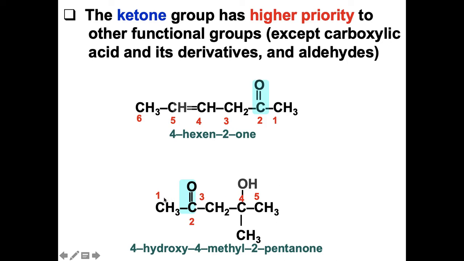Next one. The longest chain containing the ketone is 5, so 2-pentanone. 2 because this carbonyl is at carbon number 2. And then at carbon number 4, you have both hydroxyl and methyl. So it's 4-hydroxy, 4-methyl. Don't forget to remove the L. The functional group for alcohol is hydroxyl, but when it becomes a substituent, you only write hydroxy with no L.